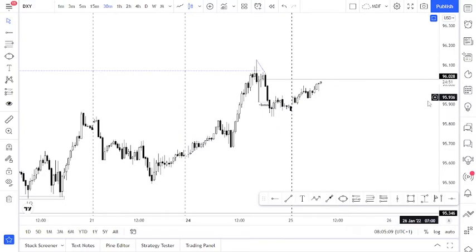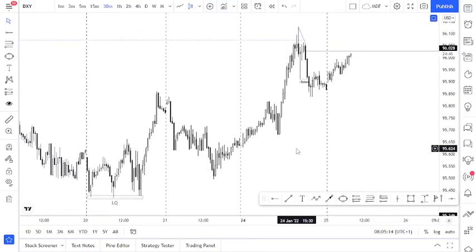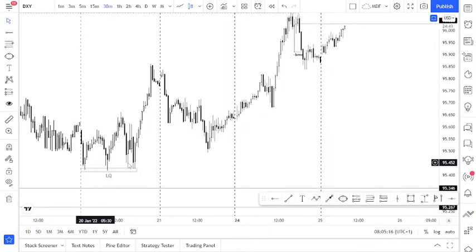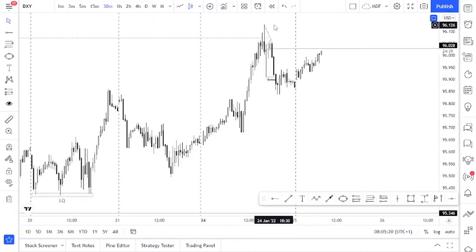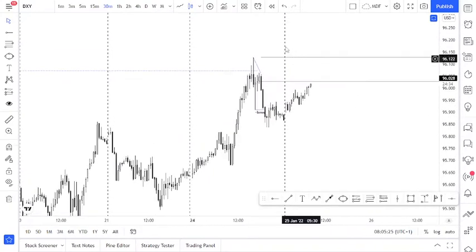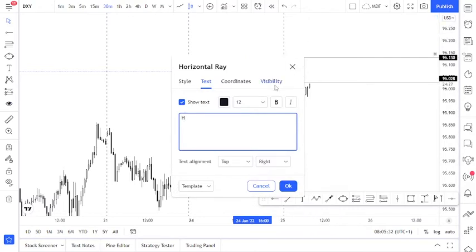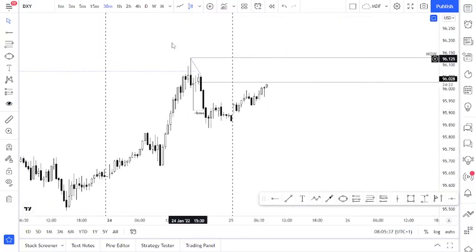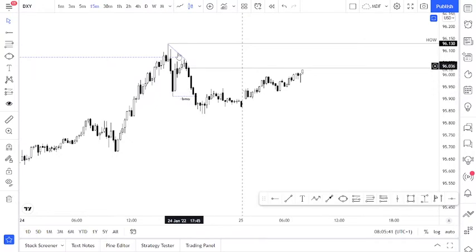Coming back to 30 minutes now, since this market just continued rallying up, leaving this liquidity here, I feel this push to the upside yesterday was actually to create the high of the week. So I'm taking this to be the high of the week. Looking at this now, if you come down to the lower time frame, you see that we have a break of structure to the downside yesterday.